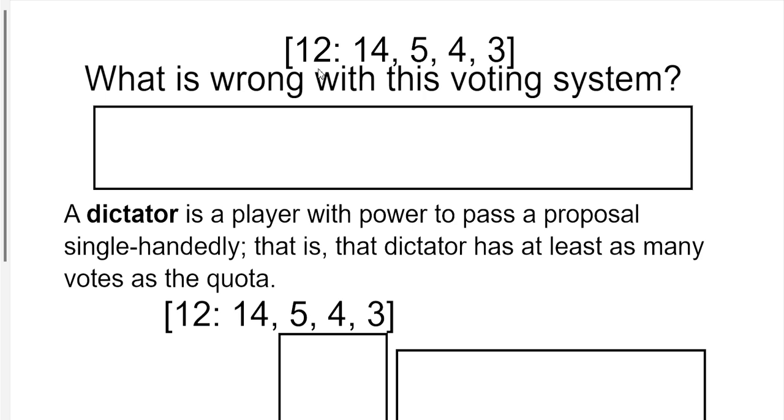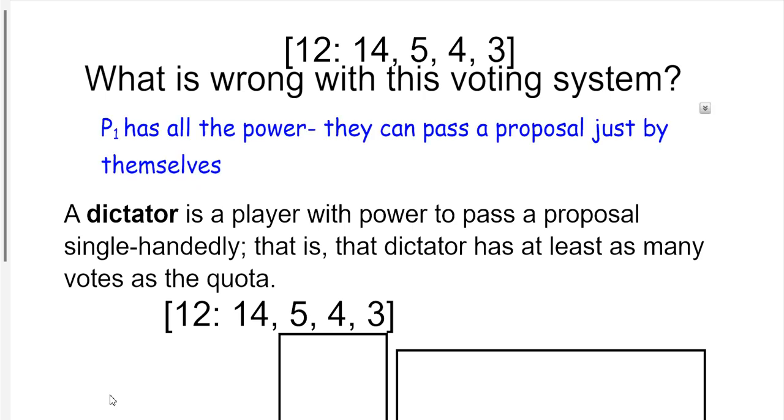We've got 12 needed to pass. Someone has 14 votes and the rest are 5, 4, and 3, right? So the problem is this person, player 1, can pass no matter if anyone else votes. So that person has a majority by themselves. They have all the power. They can pass a proposal just by themselves. Now that situation means that person is considered a dictator. He's got all the power to pass a proposal, and the rule for being a dictator is he has at least as many votes as the quota. So it's a number higher than our first number here.